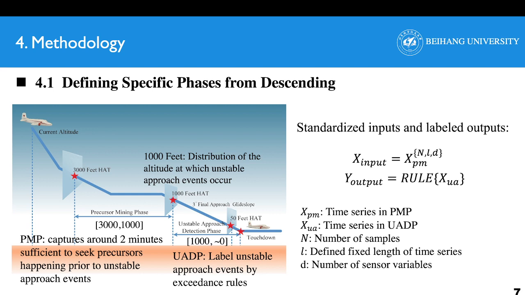And also, the selection of the altitude for the two phases is carefully considered. For the PMP, we consider an altitude range of 3000 to 1000 feet, or 2 minutes duration, deemed sufficient for precursor identification. And for the UADP, the selection of 1000 feet altitude is according to the distribution of the altitude at which unstable approach events occur.